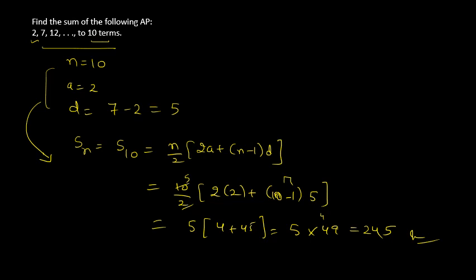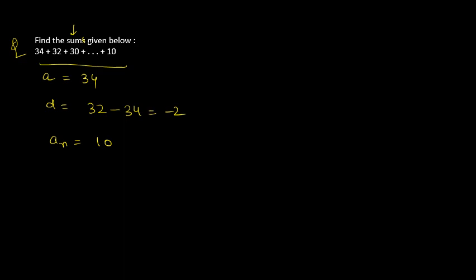Let's take up another example. Here you are given a series again and you have to find the sum, but what is given to you is the first term, and the common difference, which is second minus first term, that is minus 2. So it is a decreasing series, and the last term is given to you, which is 10. But n is not given, and if n is not given, how will you find Sn? So firstly find n.